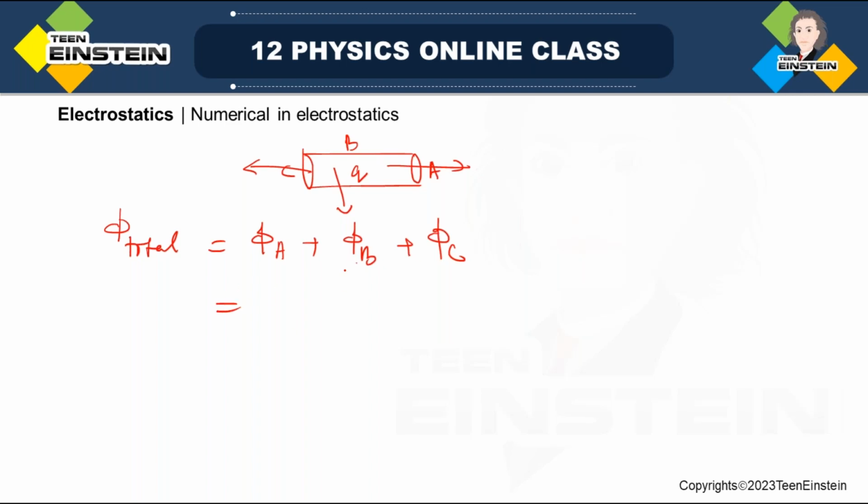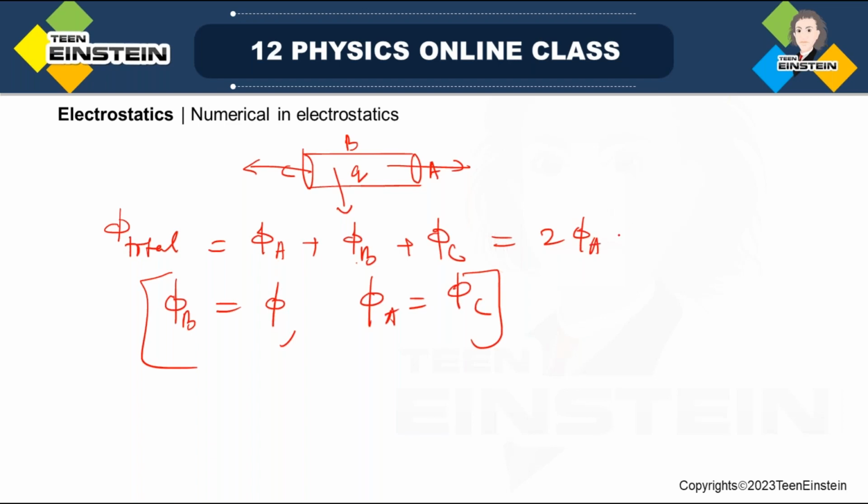Right. Now phi B is given. Phi B is given as phi. See, phi A and phi C will always be equal to each other. So I can write this as 2 phi A. Okay. So I can then write the total: 2 phi A plus B. In place of B, I will write phi. Okay. So this is the one.